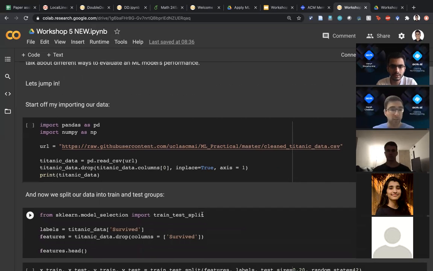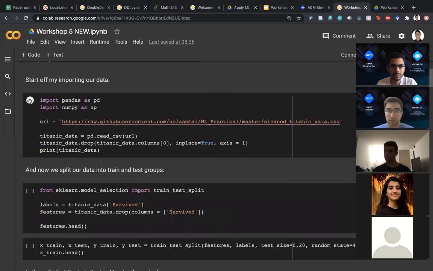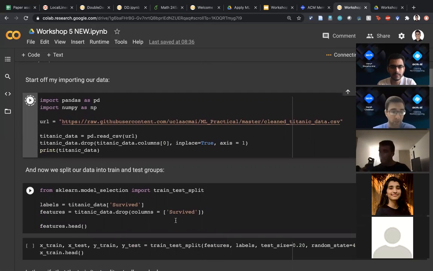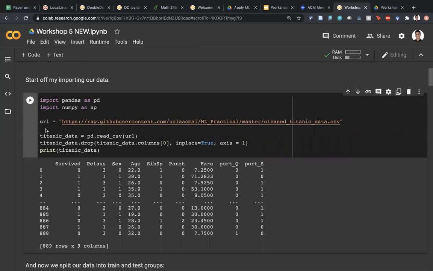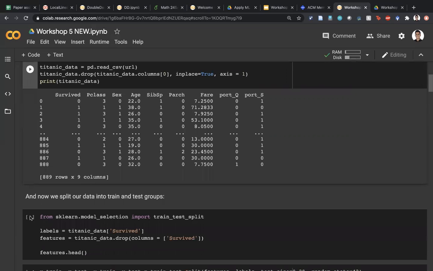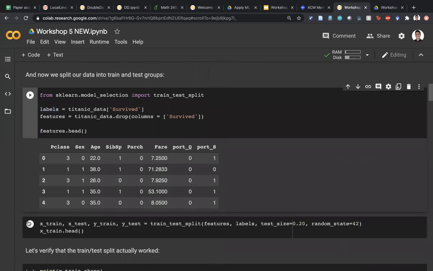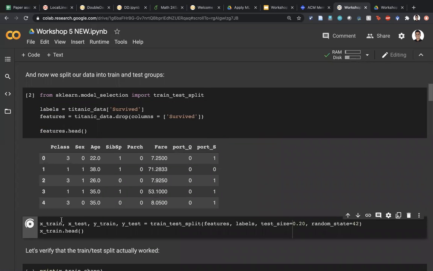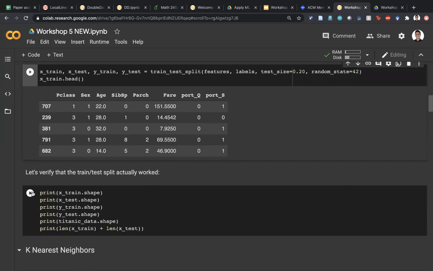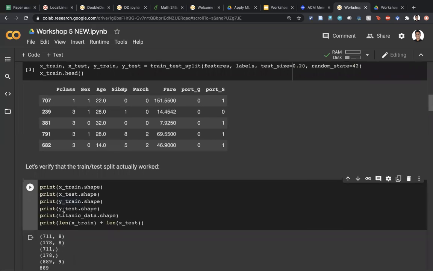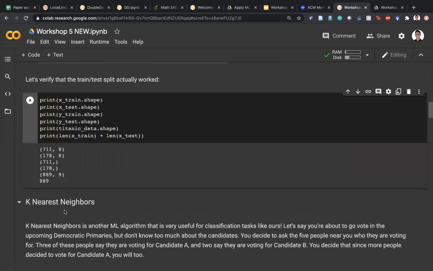As usual, we'll get started with simply importing our data. Varun, if you could just run these blocks of code, we should be good to go. We start off importing the data just like usual. We split our data into the training and testing groups, just like usual as well. Then we check that our X_train looks good, and that's how it should be looking. Then of course, just like we did last time, we verify that the train test split actually worked, and it looks like we are absolutely good to go.